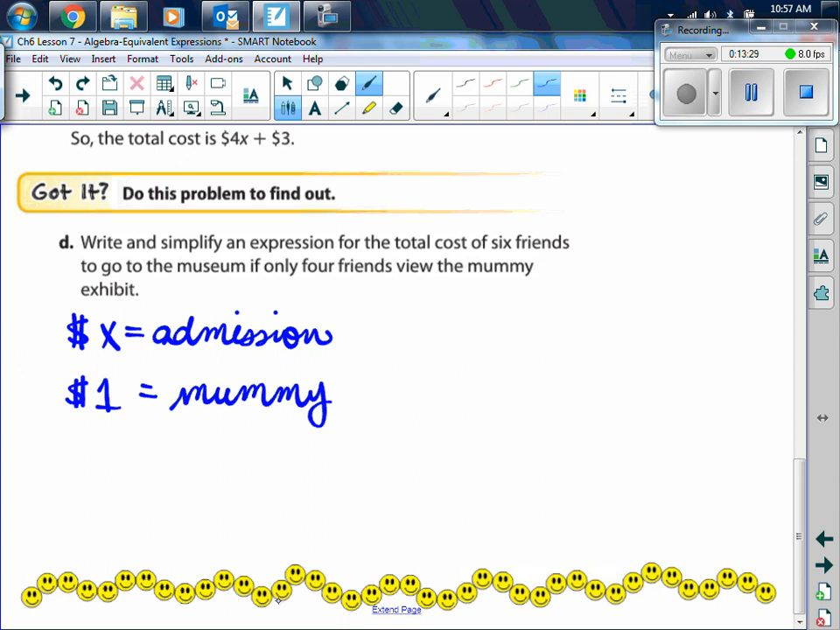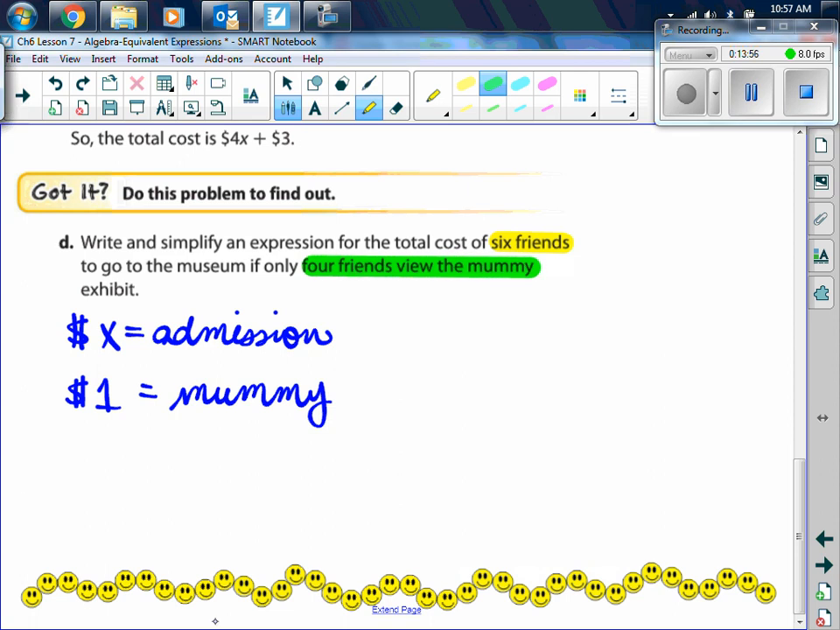$1 to see the mummy. How many friends are going? 6 total friends are going to the museum. Okay? How many are going to see only the mummy? I mean, going to the museum, and they're going to see the mummy. 4. Very good. All right. So 4 friends view the mummy.